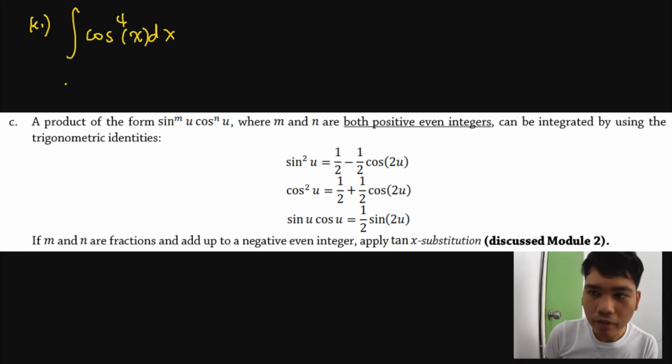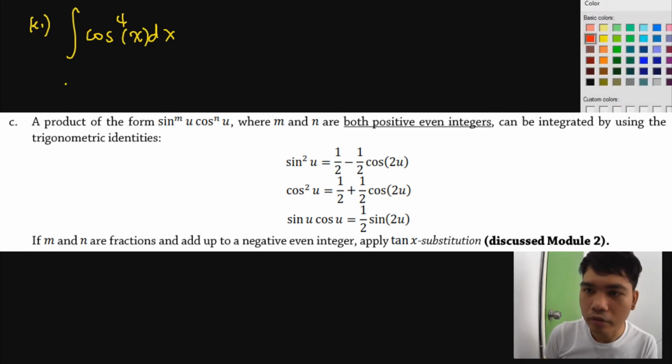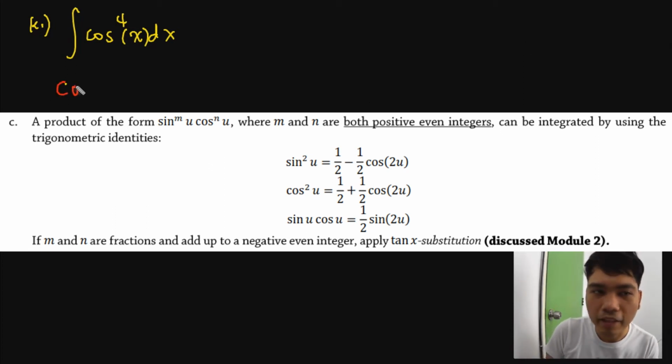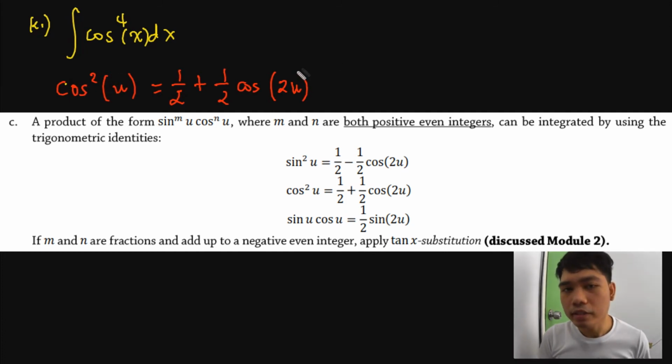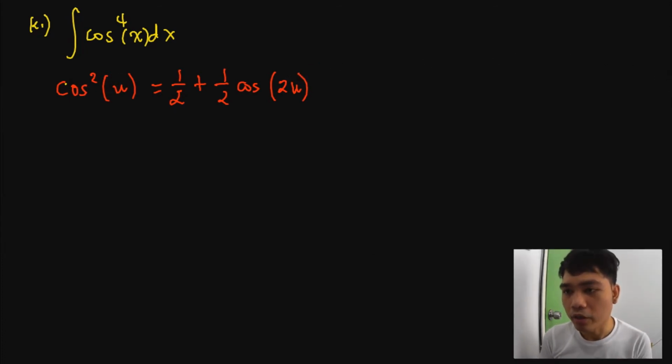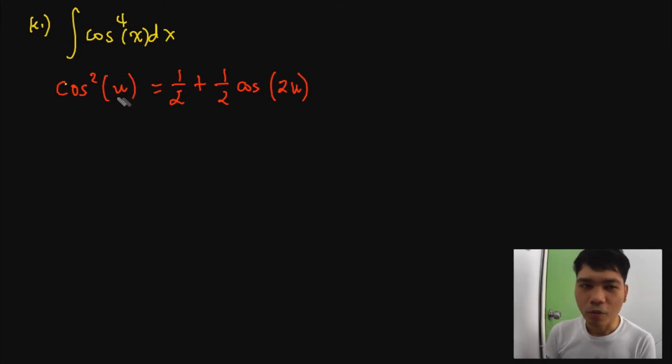That cosine, we use another color. Red natin para matandaan masyado. So, for cosine squared of u, sabi dito, the equivalent here is 1/2 plus 1/2 and then cosine of 2u. Okay. So, this is the property that we'll be using today. Today talaga. Now, so, ito is yung ating property.